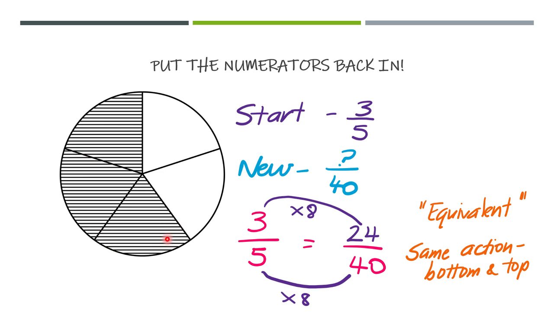It wouldn't matter how many pieces I broke it into, as long as I kept the number on the top the same proportion. So if I break it into 8 times smaller pieces, I have to give you 8 times as many to make sure you get the same amount overall. And that's what we call equivalent fractions.